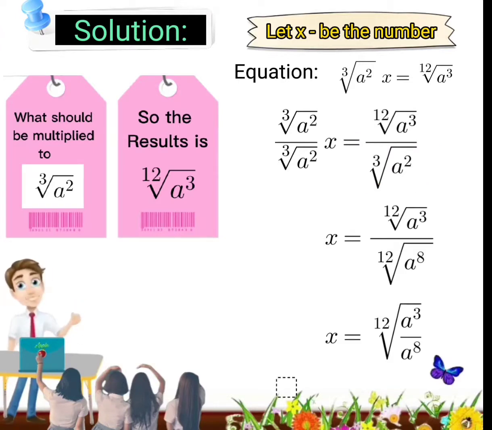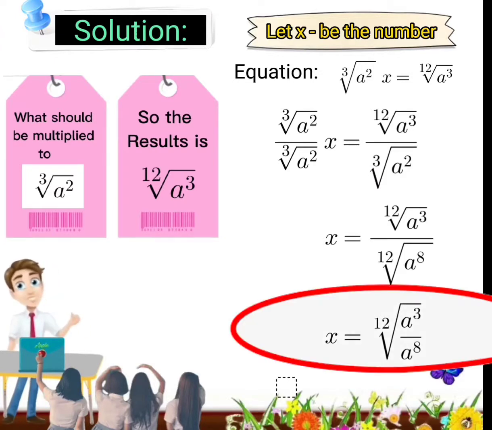And then, so that we will be able to use the quotient rule, we're going to transform both the numerator and denominator with the same indexes. Since the least common index of the numerator and denominator is 12, we're going to multiply the index 3 in the denominator by 4 and the exponent 2 by 4. So that will be equivalent to the 12th root of a raised to cube all over the 12th root of a raised to 8. And using again the quotient rule, we can now convert them as one radical because they have already the same indexes. So that is equivalent to the 12th root of a raised to cube all over a raised to 8.